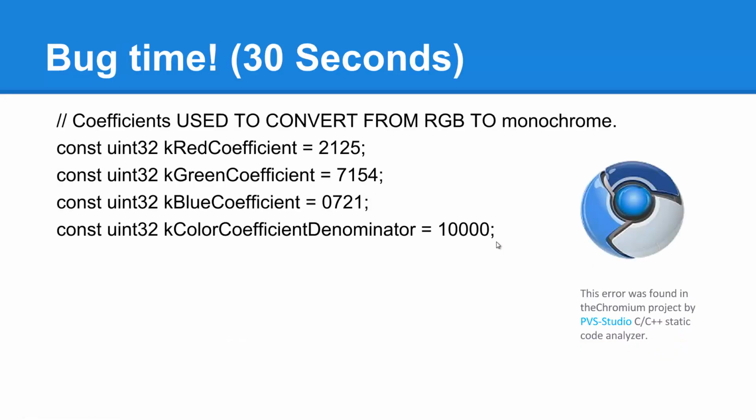Here's a quick bug. It should take 30 seconds at most. Try and find it. So it's only 4 lines of code. This would be an octal number. It was found in Chromium. It's obviously not a vulnerability, but it would just lead to something being displayed wrong.